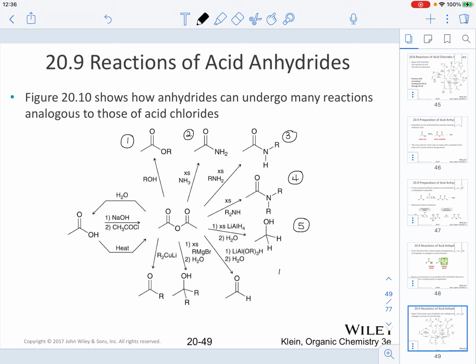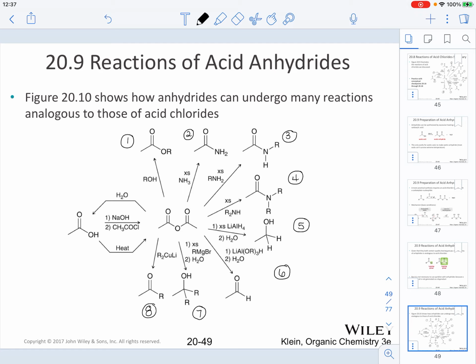In reaction number 6, we can selectively have that reduction stop at the aldehyde by utilizing that modified aluminum reagent, tributoxy aluminum hydride. In reaction 7, if we take a Grignard reagent with an acid anhydride followed by an acidic workup, we're going to form a tertiary alcohol. In reaction number 8, we can selectively stop at the ketone by using the Gilman reagent.